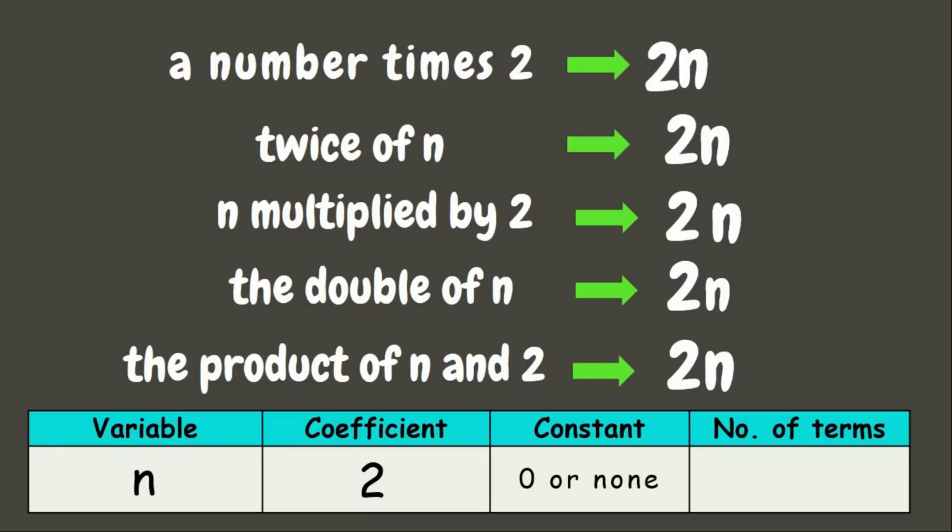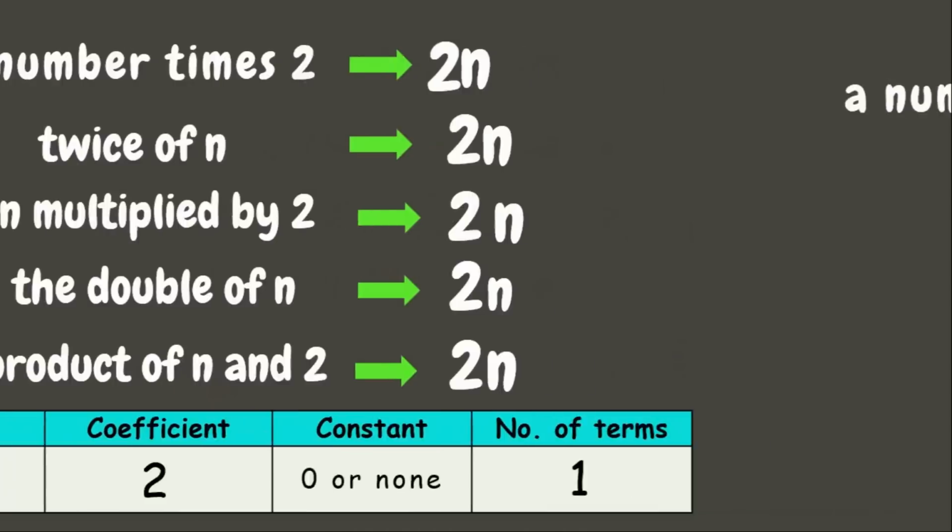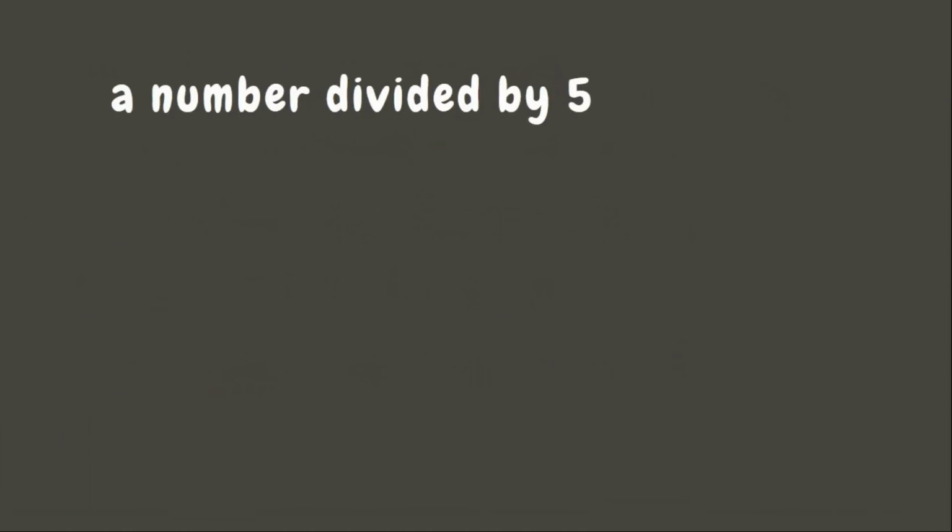While the number of terms, since there's no addition or subtraction that separates the term, we only have 1 term. Now let's move on to our next example. Next one, we have a number divided by 5. Again, we have the missing value, which is a number. So let us represent this by a variable n. And we need to divide this by 5. So we can write this as n divided by 5.